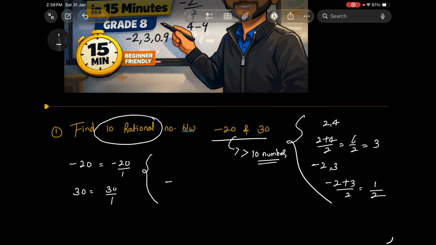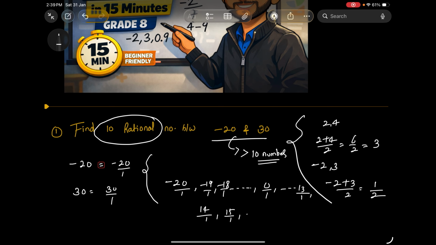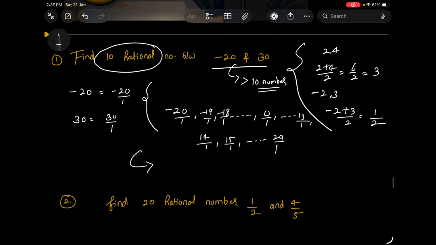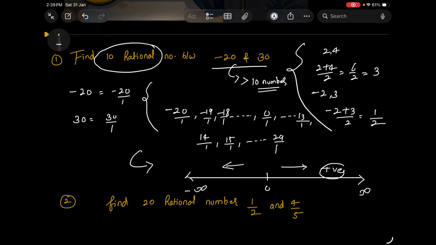We have already studied the number line, so we know that minus 20 upon 1, minus 19 upon 1, minus 18 upon 1, and so on, 0 upon 1, and so on, 13 upon 1, 14 upon 1, 15 upon 1, and so on up to 29 upon 1. These many rational numbers are between these two numbers. How do we derive this? We derive it using the number line that we already studied, where the right-hand side has all positive numbers and the left-hand side has all negative numbers.